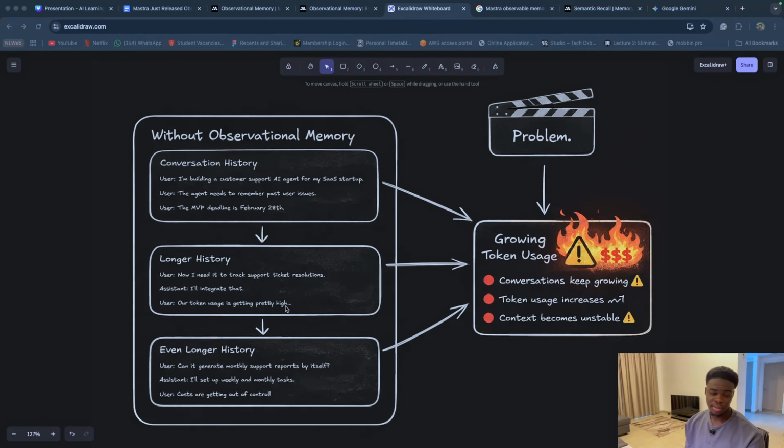So here's the problem. As your conversation keeps growing, you tend to use more tokens, right? And your cost increases because you're using more tokens. As well as that, information that you might have discussed here or here might not be included in the last token usage because it's been so far behind in your history, right? Which makes your context unstable.